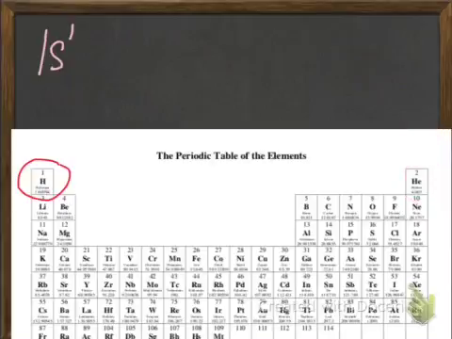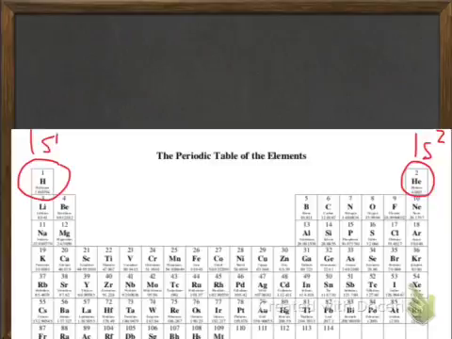Let me see if I can make that darker. So we've got hydrogen and helium. They're the entire first period of the periodic table. We kind of hinted at this in the last chapter, but the highest main occupied energy level is the same as the period. So everything in the first period has its highest main occupied energy level at n equals 1.